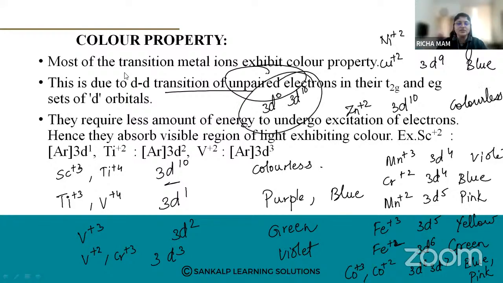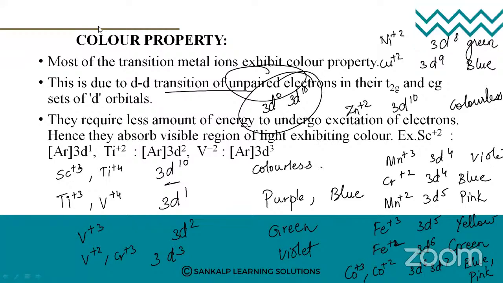Is it clear? So the color property is shown by the transition metal ions. Why does it show the color property? Due to d-d transition. That is, it undergoes d-d transition of unpaired electrons. The electrons will go from a lower energy to a higher energy, and it will absorb light from the visible region and show the complementary color. So this is the color property which is shown by the transition elements.